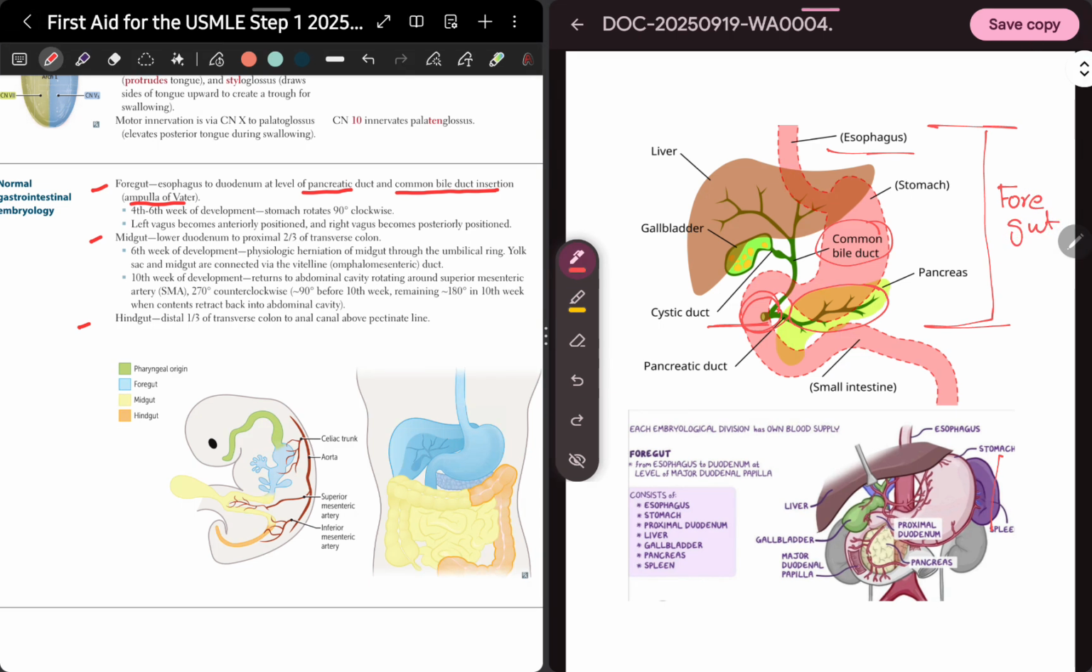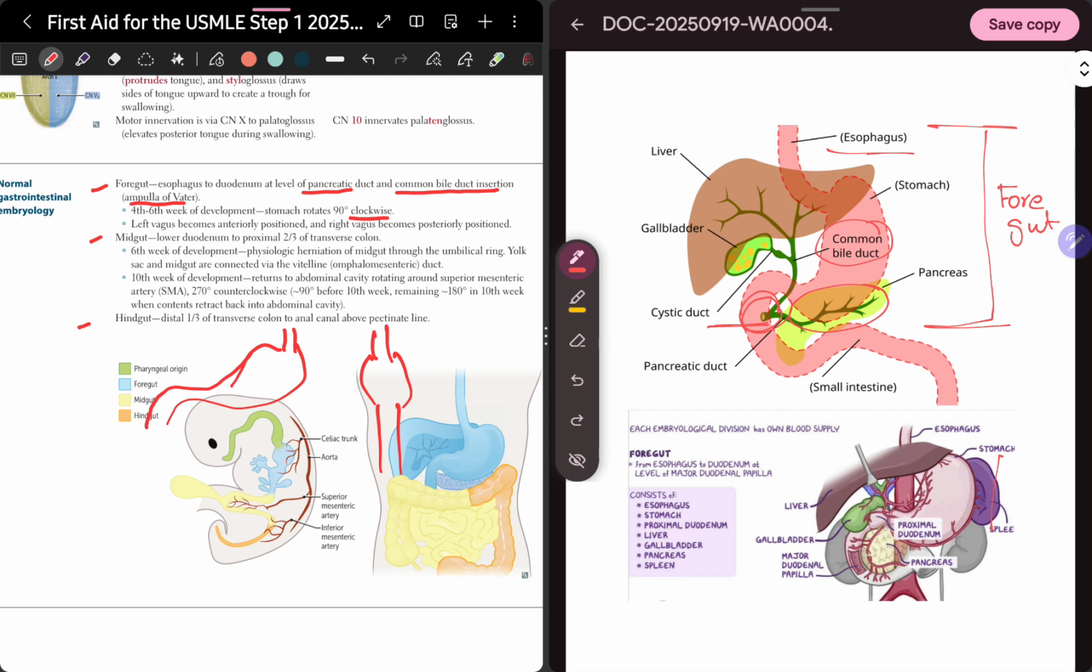The next thing is that at 4 to 6 weeks of development, the stomach rotates 90 degrees clockwise. So what does this tell you? That it moves 90 degrees clockwise. Originally the stomach is like this. This is the position of the stomach. Now it moves 90 degrees, so it forms this shape. This is the position it gets after rotating 90 degrees clockwise. Here, 90 degrees clockwise is very important.